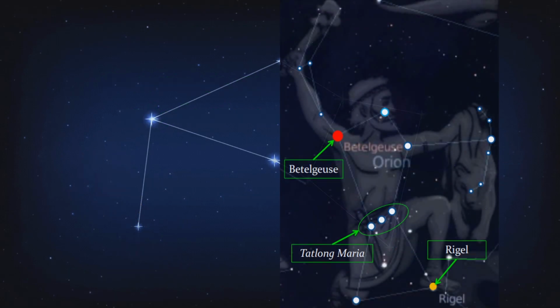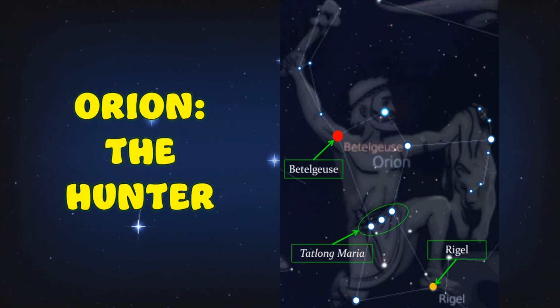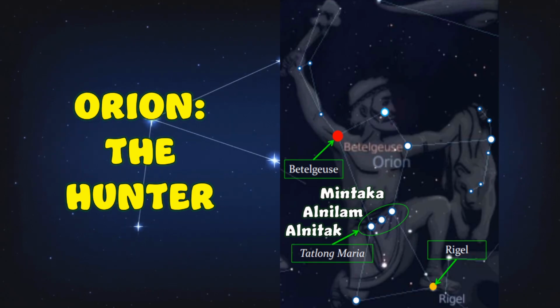The Orion constellation is one of the most recognizable in the night sky. Its main stars include Betelgeuse, a supergiant star forming Orion's shoulder, Rigel, a bright blue-white star forming Orion's foot, and the Tatlong Maria, Mintaka, Alnilam, and Alnitak, three stars forming Orion's belt in a straight line.